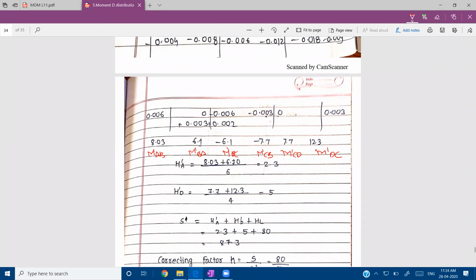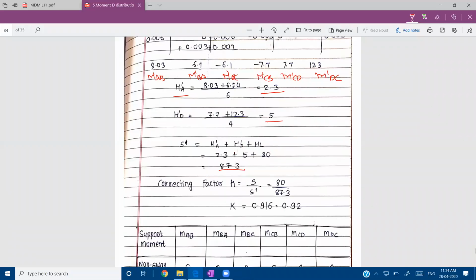Now for these moments, here again we have to calculate the HA value. This HA is going to be M dash AB plus M dash BA divided by the length of column AB, that is 2.3, and similarly HD is M dash CD plus M dash DC divided by the length of column CD, so it is 5. Now the corrected sway force is HA dash plus HD dash plus HL, so it is going to be 87.3. Now the correction factor K is S by S dash. S was previously calculated as 80, and now S dash is 87.3, so K is 0.916, which is equal to 0.92.